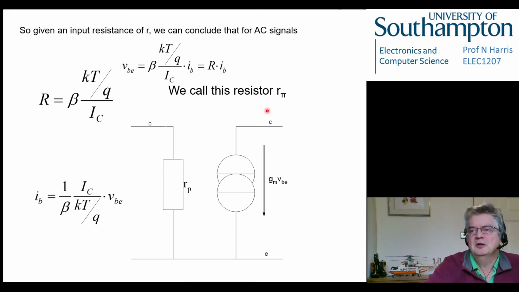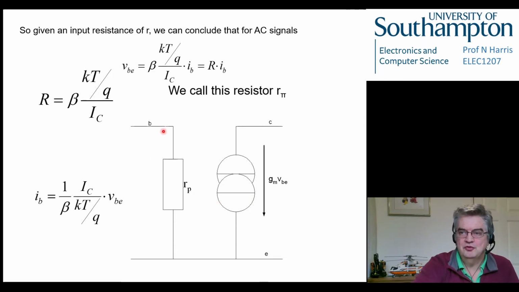So this becomes our small signal model for our transistor. This is the model of a transistor that applies for AC signals in a biased circuit. And we can see that we've got an input resistance, which at this operating point is equivalent to a resistance of value R pi. And we've also got this dependent source at the output whose value is dependent on VBE, which is the input voltage over here.